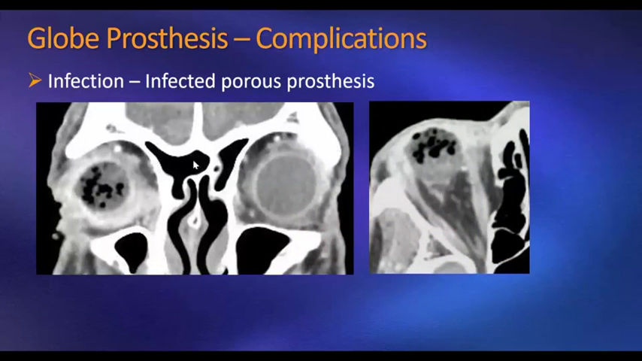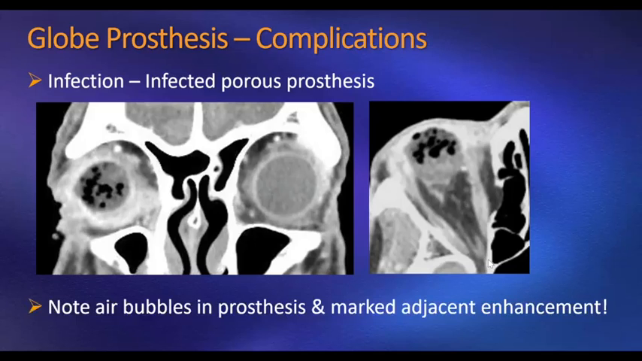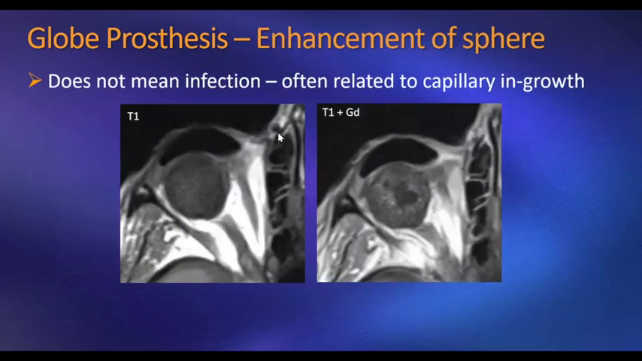In addition, a porous prosthesis can get infected, and because of the porous nature, it will develop air bubbles within the prosthetic material itself. Notice that there's profound enhancement and adjacent stranding of the orbital structures around the sphere itself, indicating active infection. However, enhancement does not always mean infection.